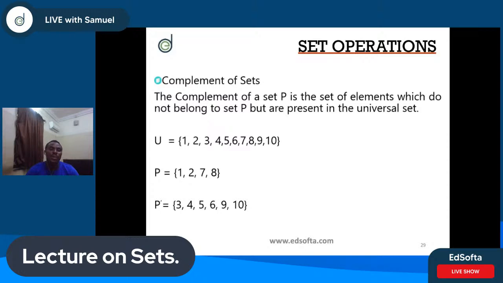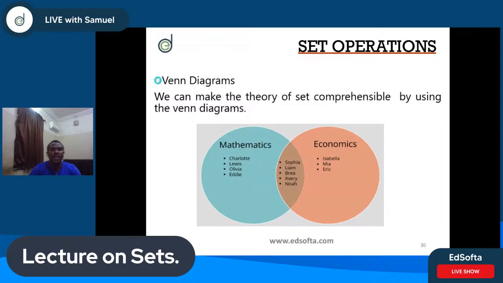In this case, it will be 3, 4, 5, 6, 9, 10. Okay. Now, this is just an illustration. When we are talking about set theory and we want to start taking it into real life, it's easier for us to work with what we call the Venn diagram. So we can make the theory of sets comprehensible using Venn diagrams.